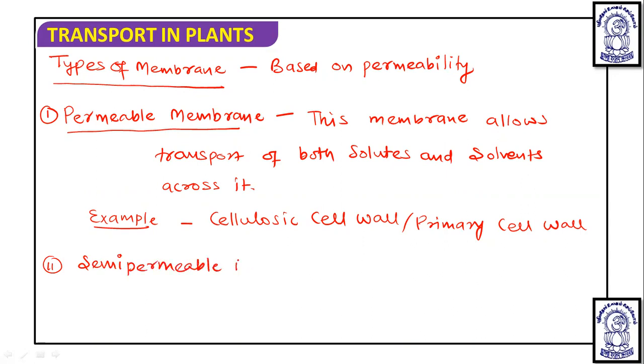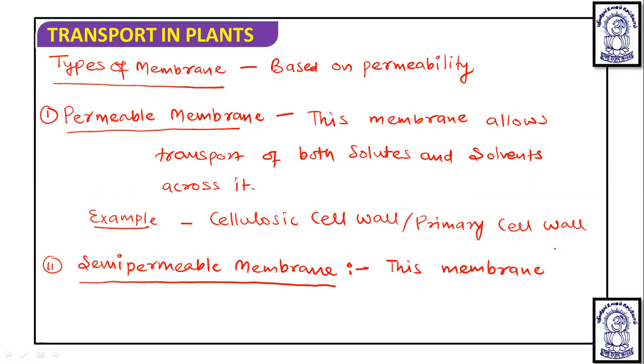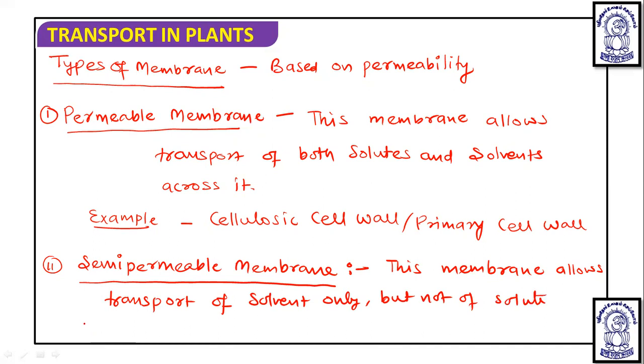Whereas the second type of membrane is known as the semi-permeable membrane. This membrane allows transport of solvent only, but not of solute across it. That is known as a semi-permeable membrane, which allows the transport of solvent only.